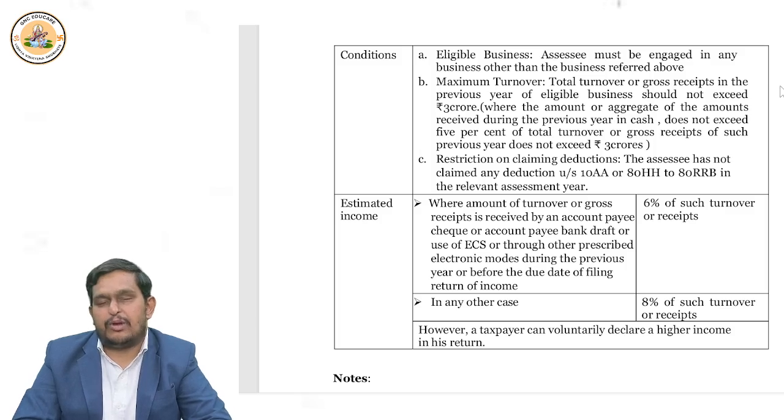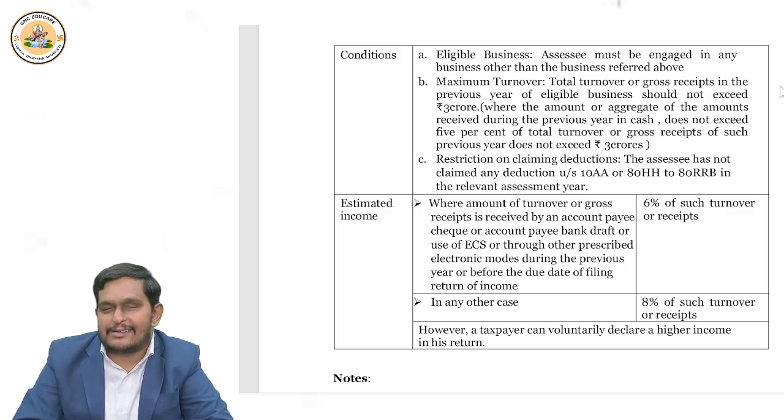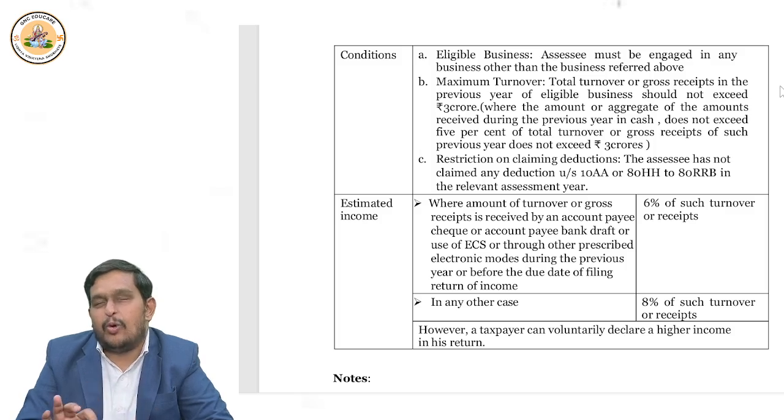Suppose, for example, I say my business turnover is 1 crore. Will this section apply? The answer is yes. If I say my business turnover is 1.5 crore, will this section apply? Yes. If I say my business turnover is exactly 2 crores, then this section applies. The answer is yes. If I say my business turnover is 2 crore 1 rupee, will this section apply? The answer is generally no.